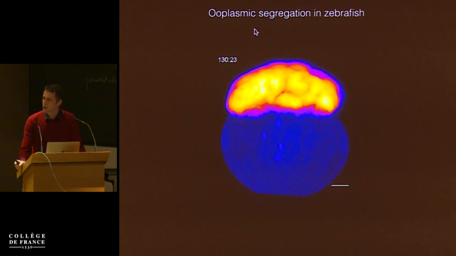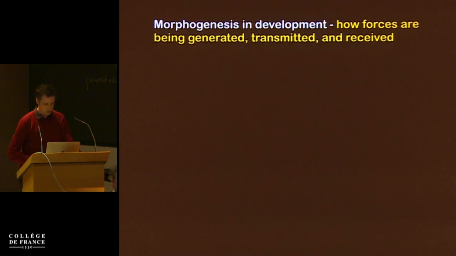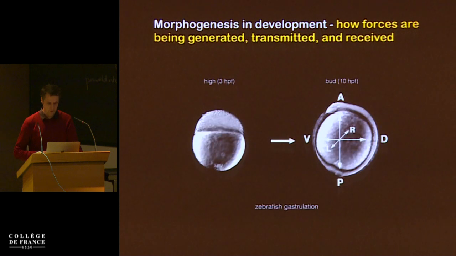Before I tell you about what we have done on ooplasmic segregation, I would like to give you a little introduction about what we are generally doing in the lab, to give you a framework of how we are approaching this specific process. Very generally spoken, what we are interested in is morphogenesis, and we are trying to understand how forces are being generated during zebrafish embryogenesis, how forces are being transmitted and how they are being received within the embryo. And very roughly spoken, the process we are interested in is zebrafish gastrulation.